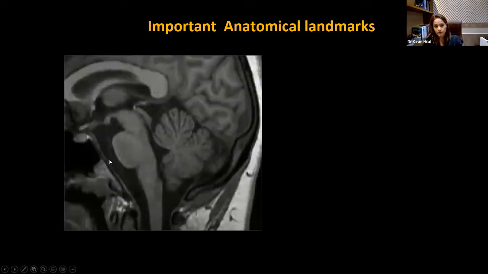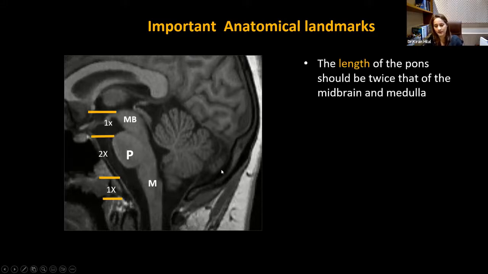Now we have talked about the fourth ventricle. Another important structure in the posterior fossa is the vermis. So this is, as you know, our midbrain, pons, and the medulla. I'm sorry, I'm not going to jump on that. I'm going to talk about the brainstem.